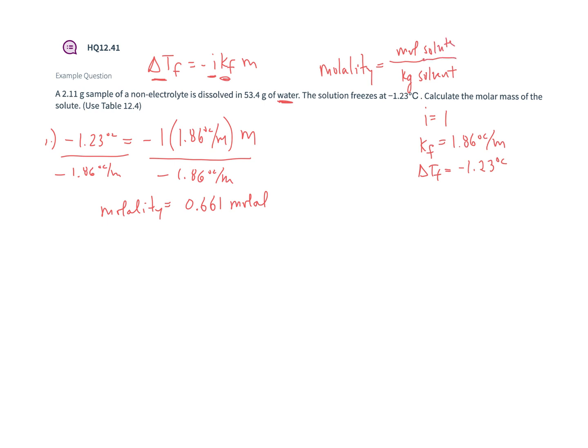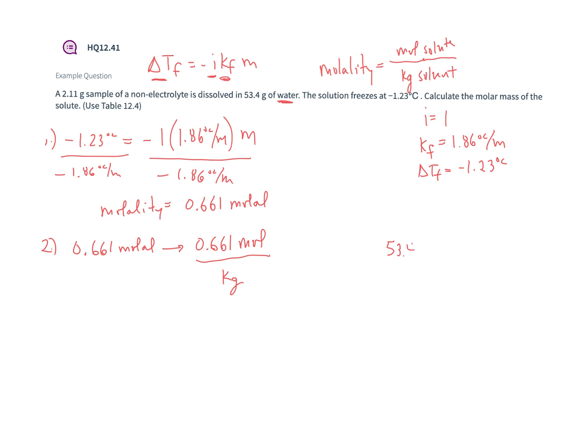So now we know the molality. We can find the moles. So I have a 0.661 molal solution, which is 0.661 moles per kilogram of solvent. I don't have a kilogram of solvent. I have 53.4 grams of water. So we need to convert that mass of water into kilograms.